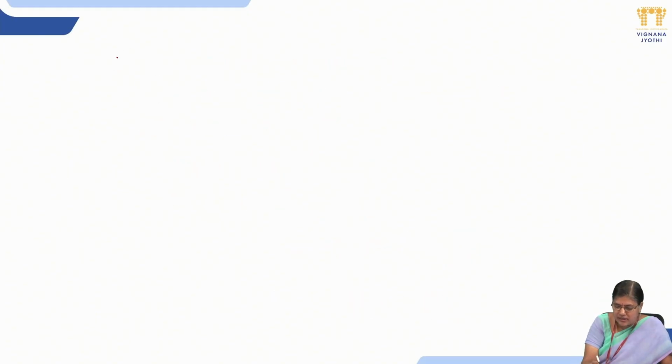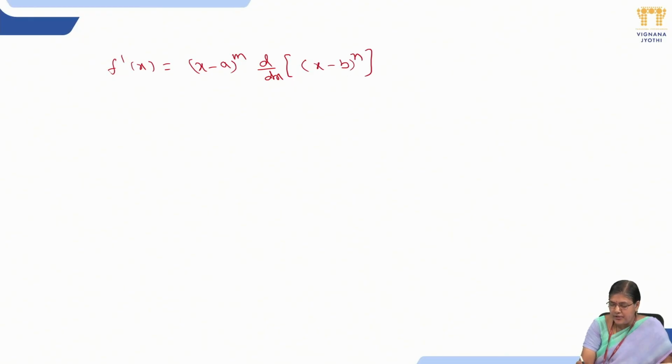So now f dash x will be equal to u into d by dx of v plus v into d by dx of u. What is u here? u is (x minus a) whole power m. What is v? v is (x minus b) whole power n. So u into derivative of v, plus v into derivative of u, where d by dx of u is (x minus a) whole power n.